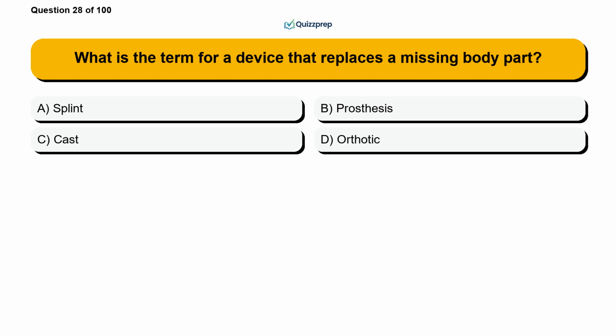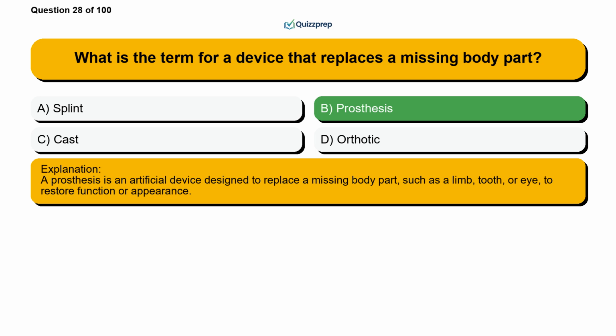Question 28. What is the term for a device that replaces a missing body part? Option A, splint. Option B, prosthesis. Option C, cast. Option D, orthotic. The correct answer is option B, prosthesis. A prosthesis is an artificial device designed to replace a missing body part, such as a limb, tooth, or eye, to restore function or appearance.